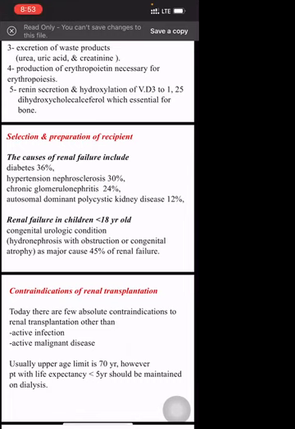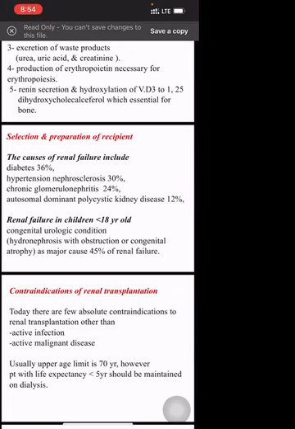The causes of renal failure include, as I said previously, diabetes in 36%, so it is called diabetic nephropathy. More than one-third of all patients suffer from diabetic nephropathy. Hypertensive nephrosclerosis accounts for 30%, and chronic glomerulonephritis for 24%. And then autosomal dominant polycystic kidney disease.